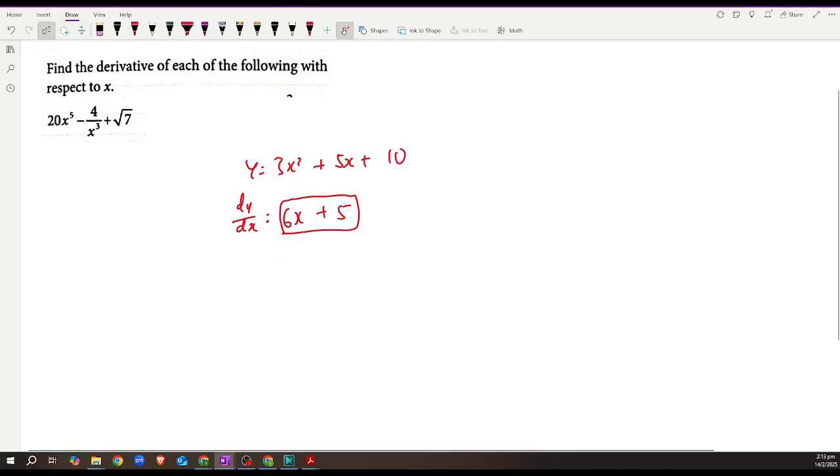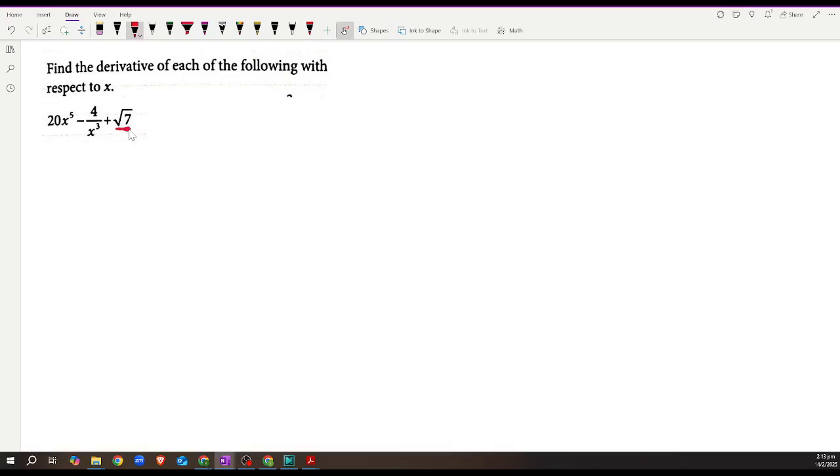Let's apply that to this question. This question is slightly tricky. Just notice one thing: this square root 7 actually is a constant, so when you differentiate it, it's going to be 0. This one looks kind of weird, but you can rewrite it so it looks easier. Let's rewrite it as 20x to the power of 5 minus 4x to the power of negative 3, plus square root 7. This is our equation, a function of x. Let's use y, y equals this.